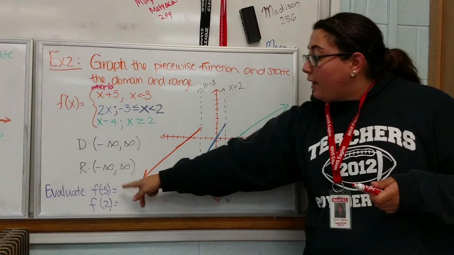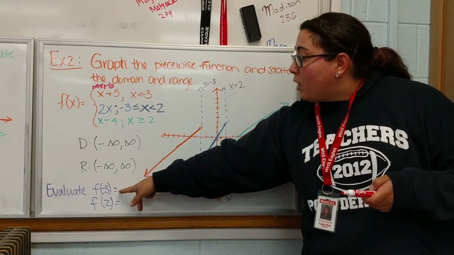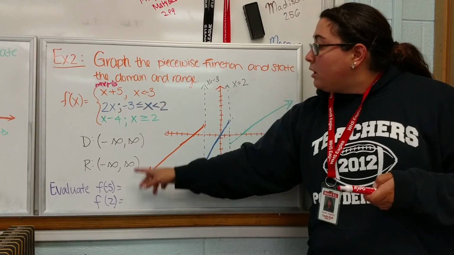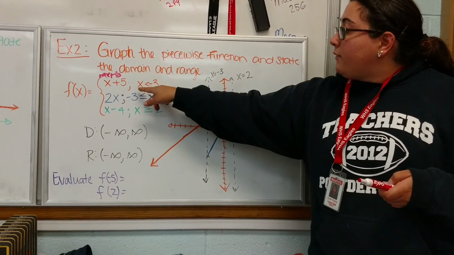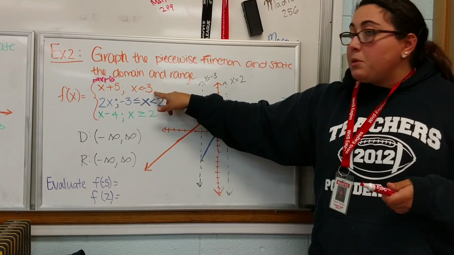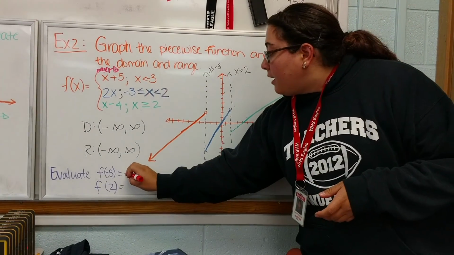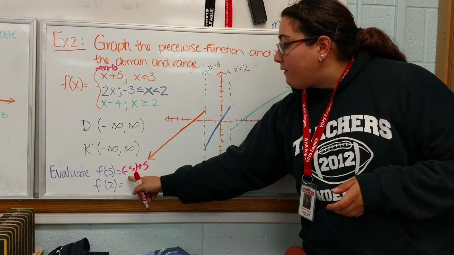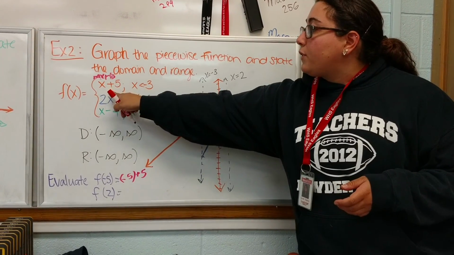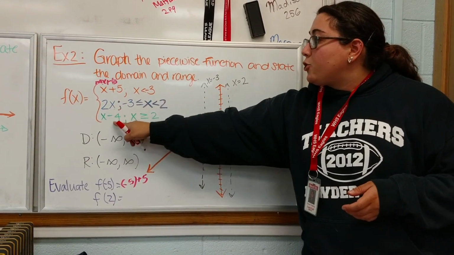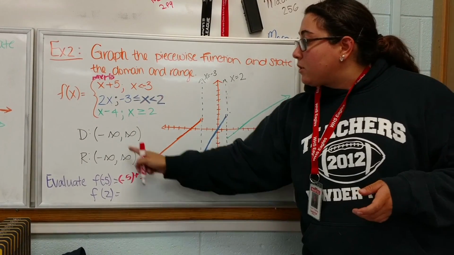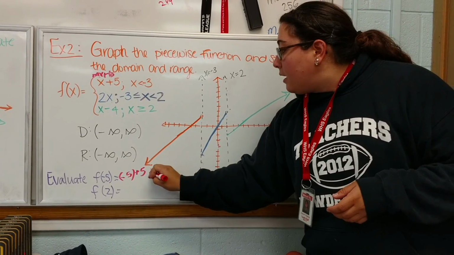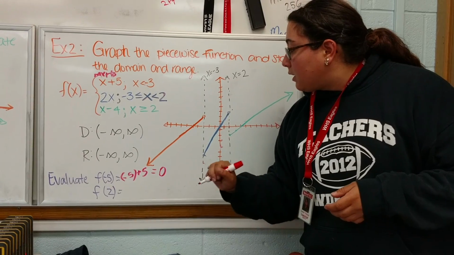When it says to evaluate f of negative 5, well, is negative 5 less than negative 3? Well, that's true. So you would say negative 5 plus 5, because you're substituting in that value for x into the first part of your equation. It's not true for either one of these, so I want to make sure that I use it for that first part. And that is equal to 0.